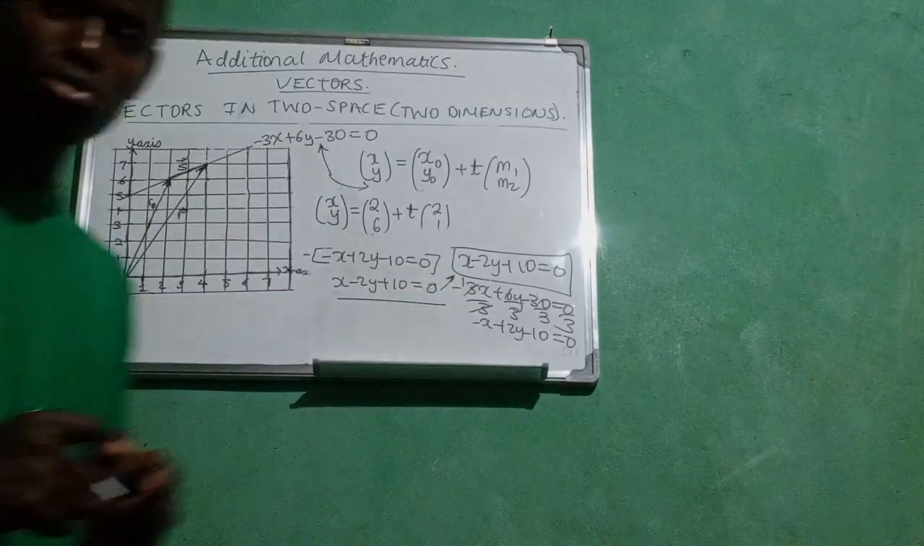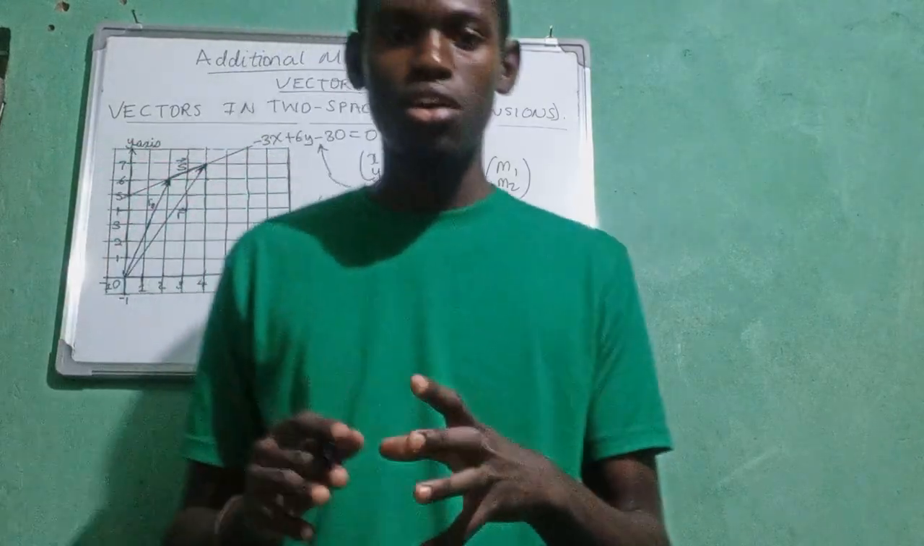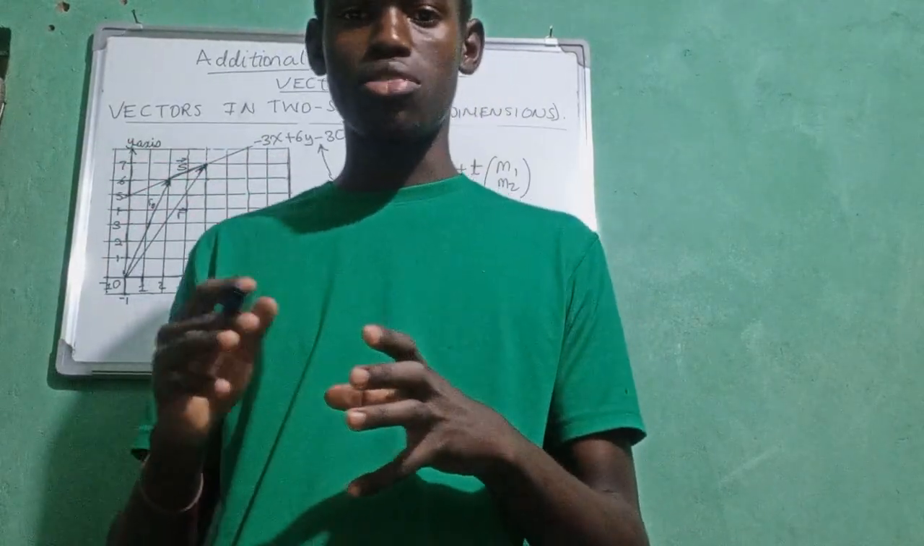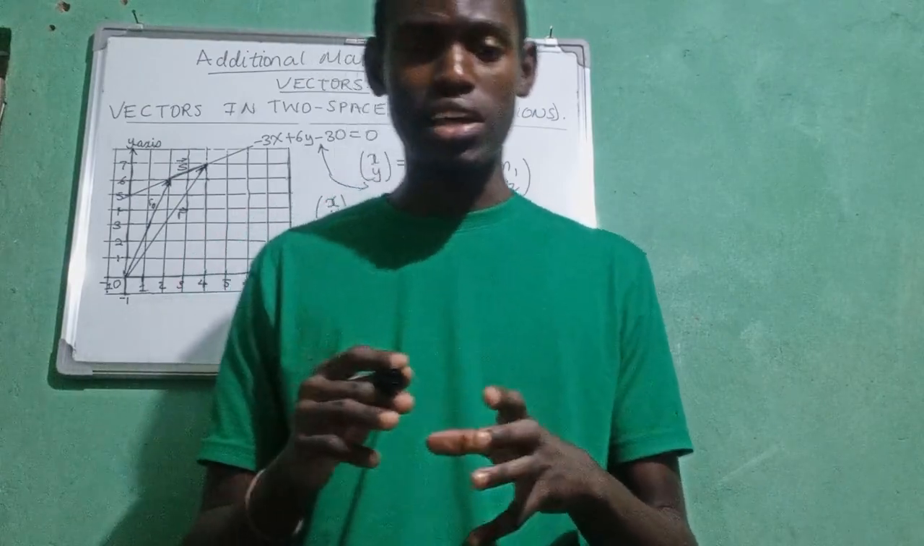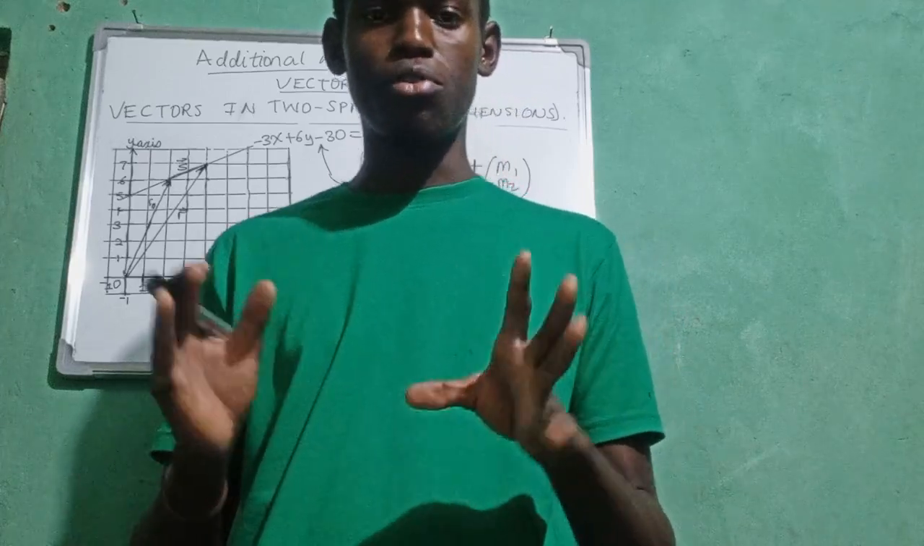So this is the first method to finding the scalar equation. We are now going to use another method later, which will be explained later. I will not explain it now because it may be confusing.